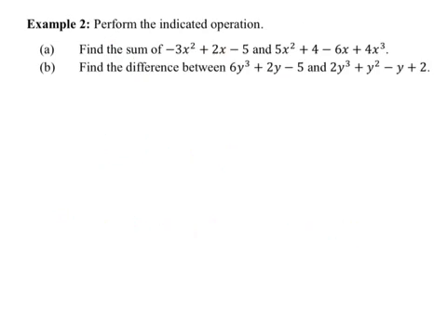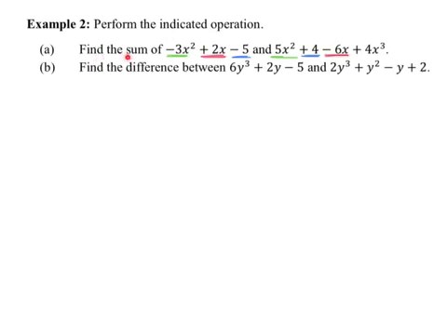Example 2. Perform the indicated operation. Find the sum of that and then find the difference between that. So let's look at the first one and underline like terms. It's going to be x squared and x squared. This is linear x, this is linear x. This is a constant, this is a constant. And the last part, the 4x cubed, we leave alone because there's no like term over here.